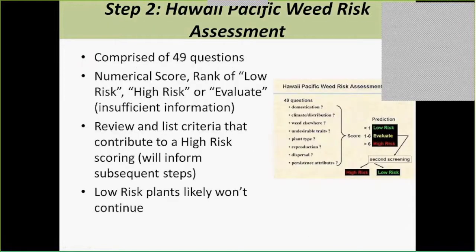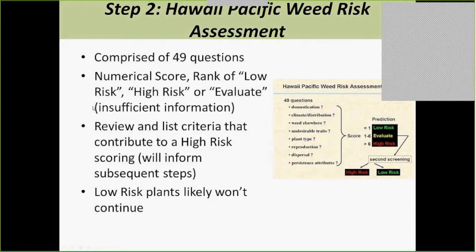And step 2 is where we consider the Hawaii Pacific Weed Risk Assessment, which some of you, or most of you, have probably heard of. This is an assessment that's designed to predict which plants, when they come to Hawaii, are going to be invasive. It's comprised of 49 questions, and from these 49 questions, you get a numerical score and a rank of low risk, high risk, or evaluated, which is basically insufficient information.